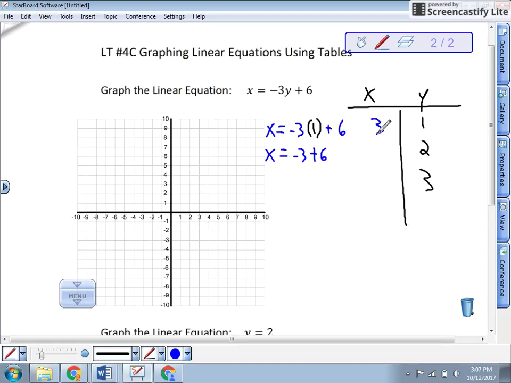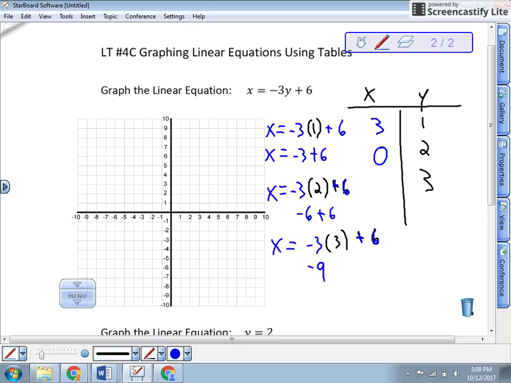Here we go for 2. Just going to plug them in again. x equals negative 3 times 2 this time for our y, plus 6. Negative 3 times 2 is negative 6, plus 6. Well, that's going to be 0. So 0, 2 is a point. And then when y equals 3, x equals negative 3 times 3 plus 6. Negative 3 times 3 is negative 9, plus 6, so that is negative 3, 3. There's our 3 points.